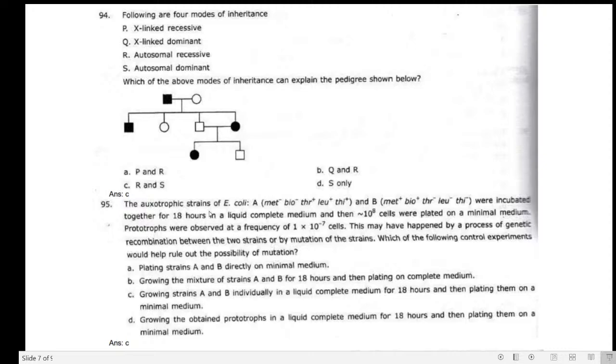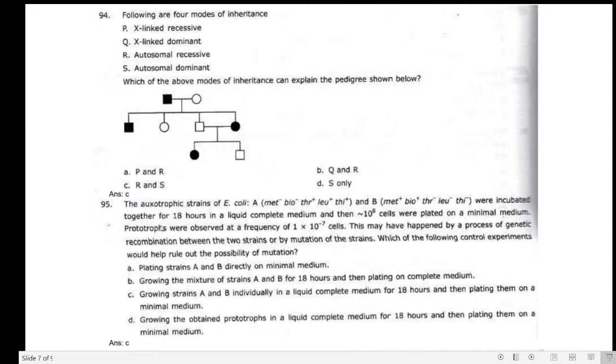Next one is auxotrophic strain, that is the E. coli, having met minus, bio minus, TR. Okay, these are all the genes present, having 5 genes. The gene expression is denoted as plus and minus. In strain A, met and bio are minus, others plus. In strain B, met and bio are plus, others minus.